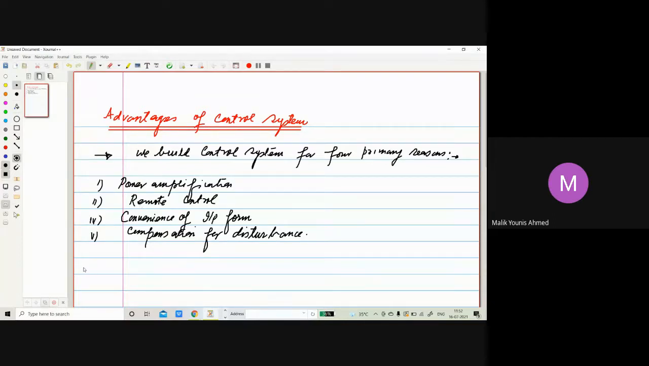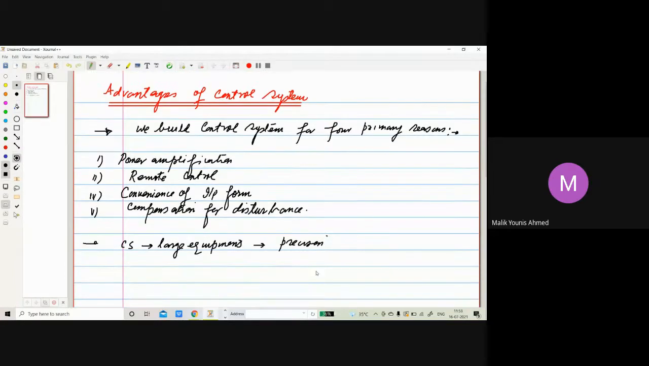Now if we talk about the first one, with control systems we can move large equipment with very good precision that otherwise would not be possible. And also, we can point huge antennas towards the farthest reaches of the universe.